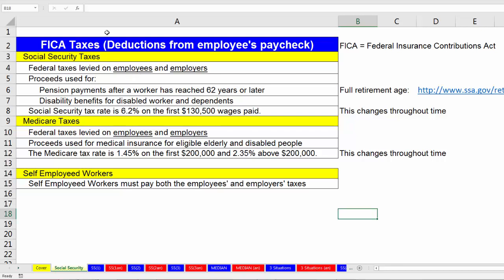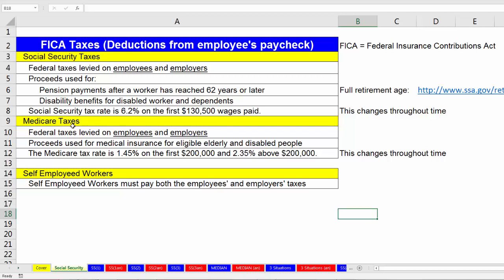But if we deduct $10 for Social Security tax from the employee's paycheck, the employer has to match it. Not only that, the employer has to track it, the $10 here, and the amount that they match, and they're responsible to send it to the federal government. So that means when $10 is deducted, $20 actually shows up in your account. Now, the proceeds for Social Security go for pension payments after a worker has reached 62 years or later, and for disability benefits for disabled workers and dependents.